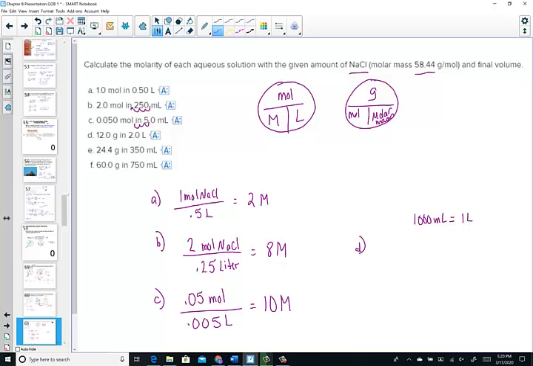Letter D. 12 grams of sodium chloride. All right, now here, let's just kind of get our bearings. Sodium chloride is given to me as 12. The molar mass, 58.44. So you see what I have to do first? I'm going to solve for mole first. 12 grams over the molar mass of 58.44. So I'm finding 12 divided by 58.44, and that's my 0.20533, so I'll say 0.21.